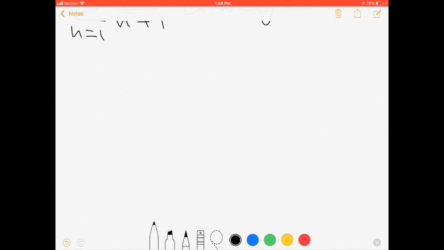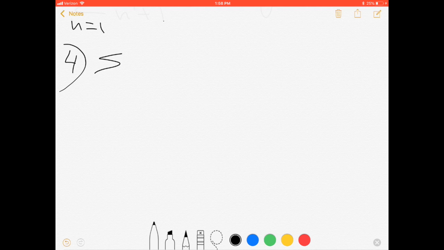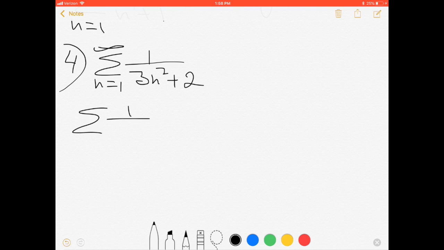Doing a couple of examples. First, a couple of examples for the direct comparison test. This means our first test. Okay, number 4 from your book. Here we have the sum from n equals 1 to infinity of 1 over 3n squared plus 2. I think our second series will be 1 over 3n squared.